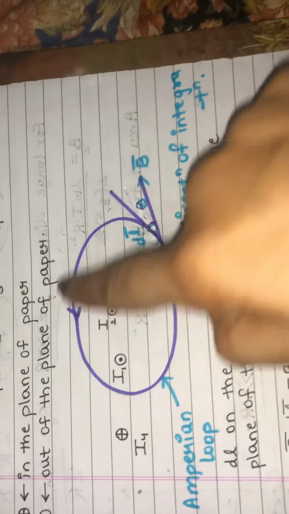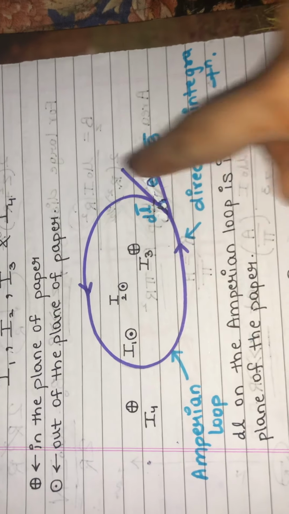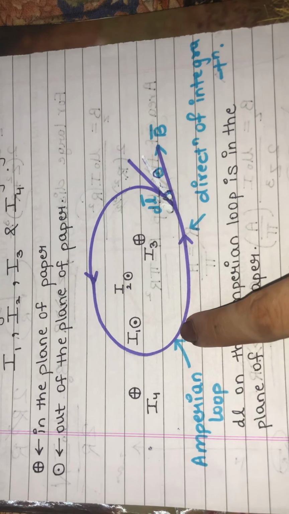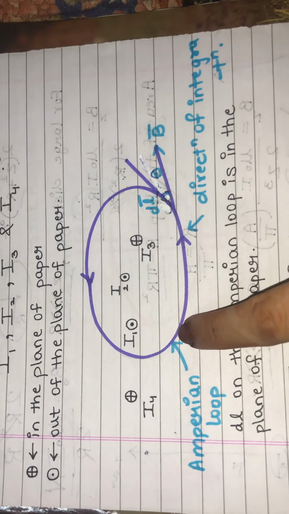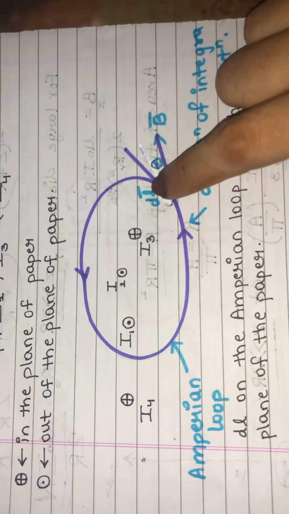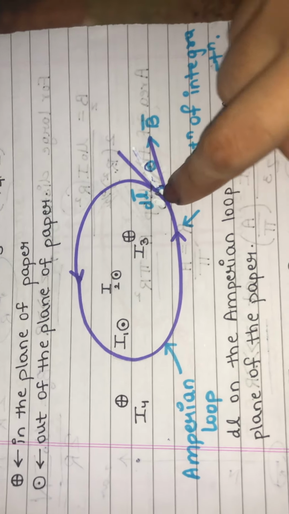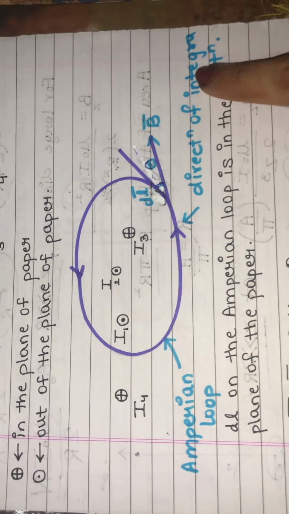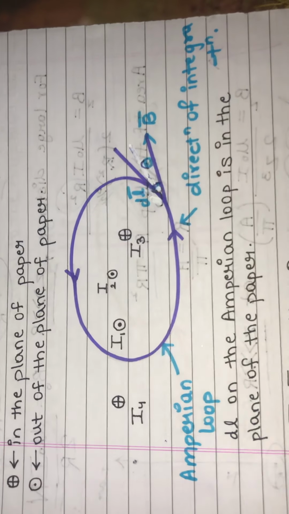After that, I will draw a loop, and that loop is known as the Amperian loop. On this Amperian loop, I will select a length element. Let that length element be dl. This arrow shows the direction of integration. My integration will be in the anti-clockwise direction.